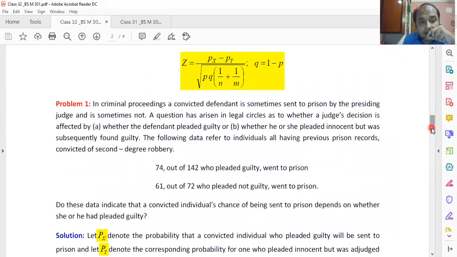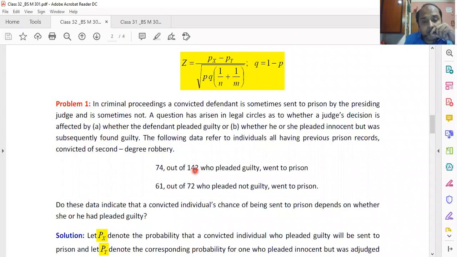Here I have shown a problem. The problem says in criminal proceedings, a convicted defendant is sometimes sent to prison by the presiding judge and is sometimes not. A question has arisen in legal circles as to whether a judge's decision is affected by whether the defendant pleaded guilty, or whether he or she pleaded innocent but was subsequently found guilty. The following data refer to individuals all having previous prison records convicted of second-degree robbery.